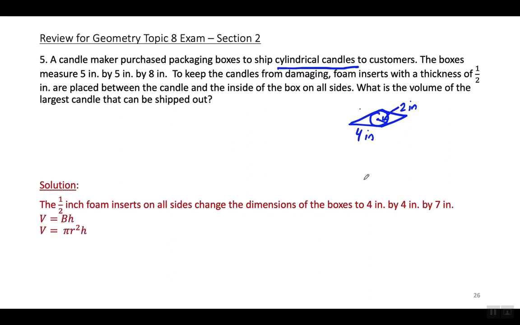All right, so there's the formula to get the volume of a cylinder: area of base times height. Area of base is pi times radius squared, and then times the height. So the radius is going to be 2 inches, and the height is going to be 7 inches. When you multiply that out, times pi as well, you're going to get approximately 87.96 cubic inches.